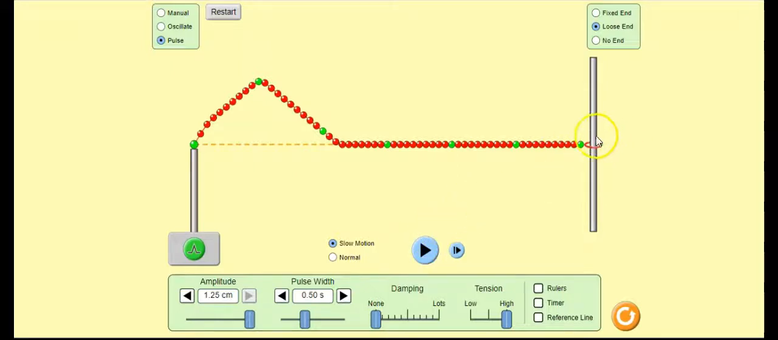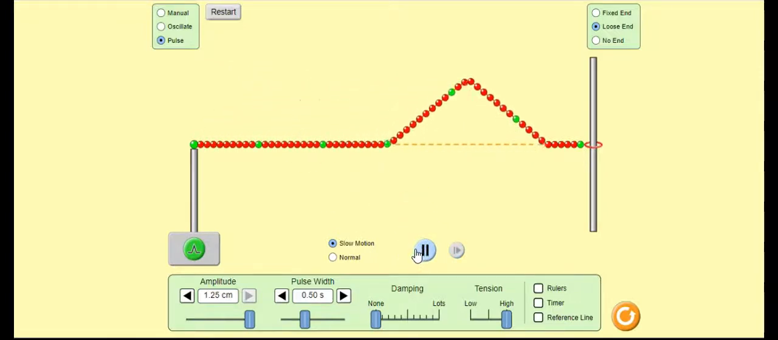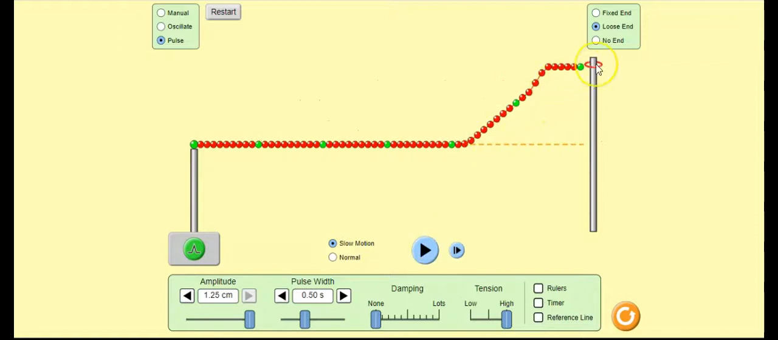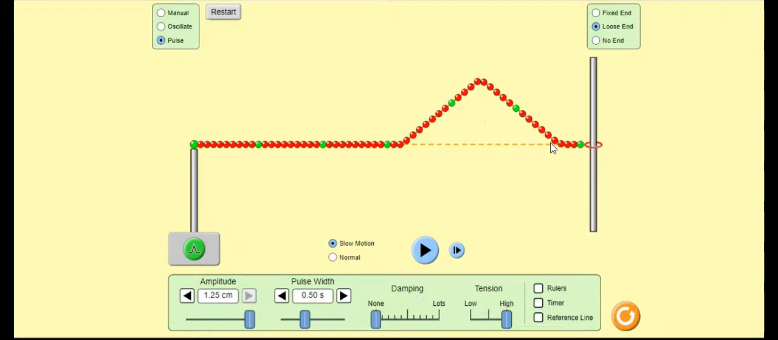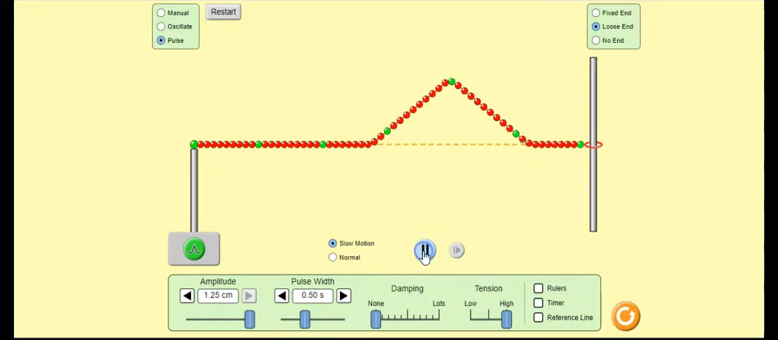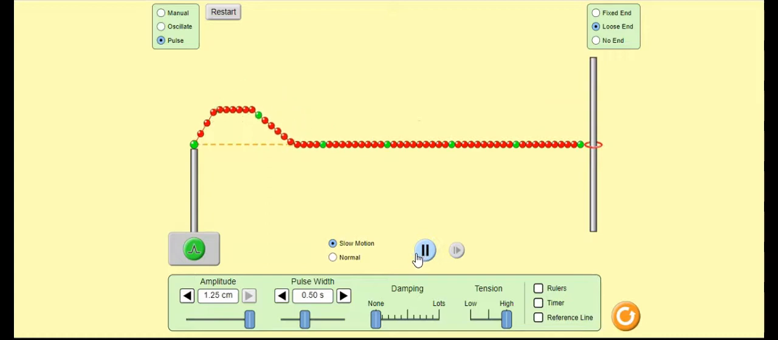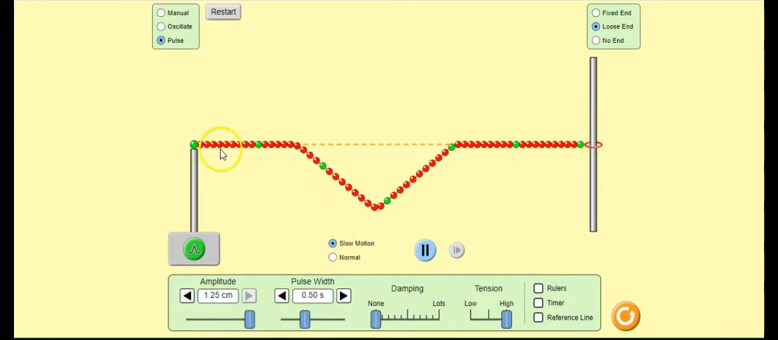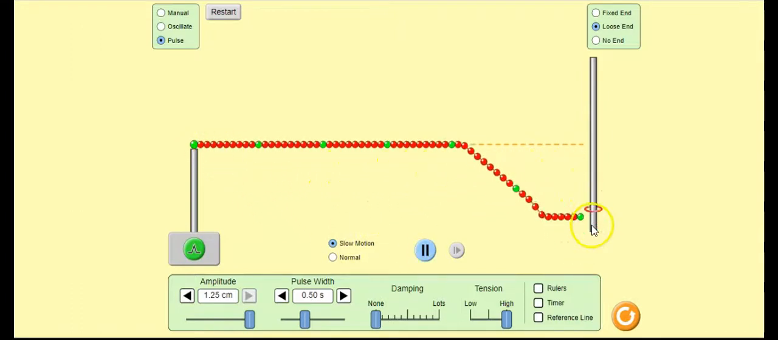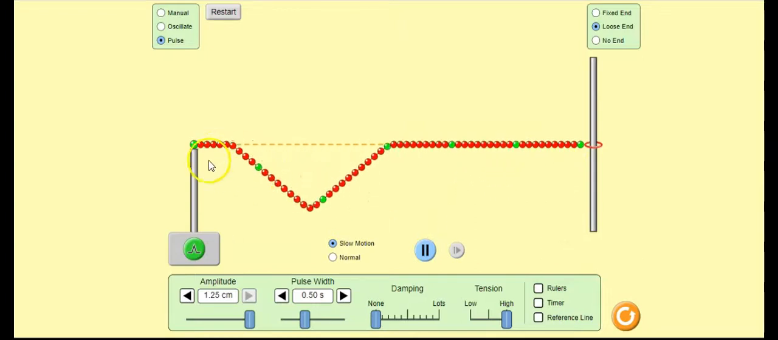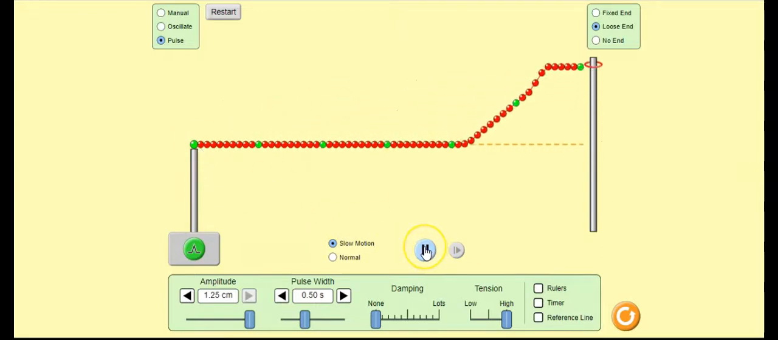Since this part is free to move, when this pulse meets it, here it goes again, it causes the endpoint to rise. And then it comes back down, and the wave stays on the same side of the baseline. And there it goes. Now, when it gets to the end, that's a fixed point again. So, like the first example, it flips, reflects, up, free end reflection, same side, return, reflect over a fixed point, it flips and returns.